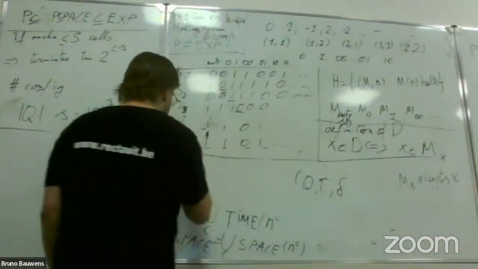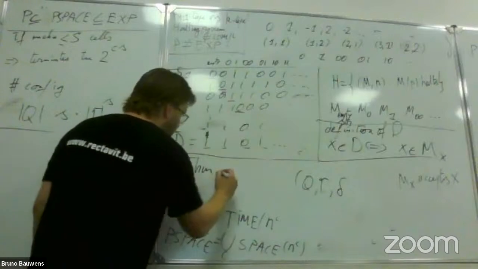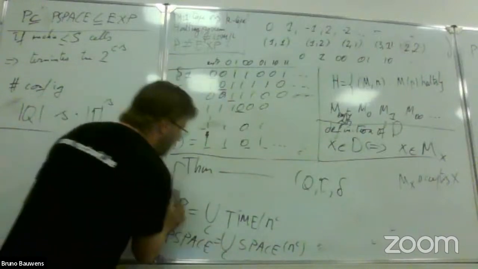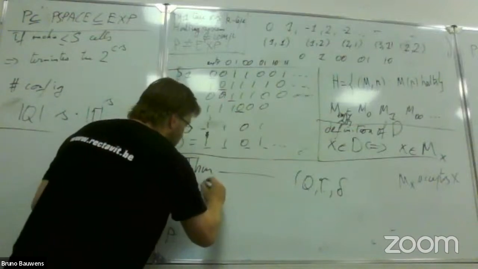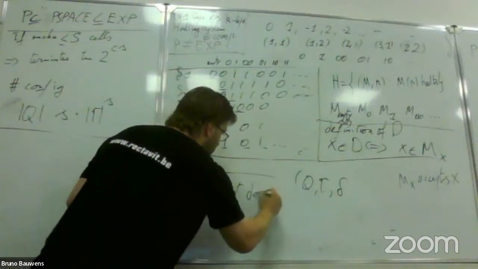I forgot to say the theorem that I want to prove: this halting problem H is not decidable.